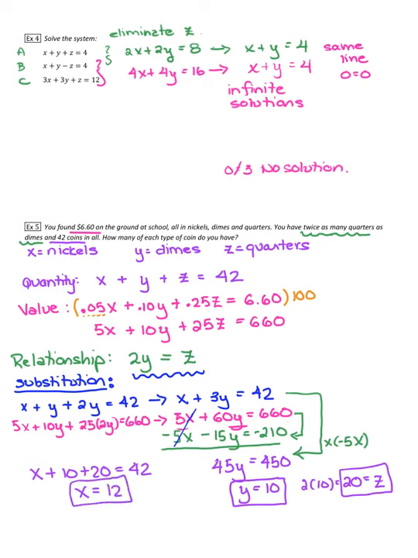And again, when it is a word problem, you should express your solution in writing. So I have 12 nickels, 10 dimes, and 20 quarters.